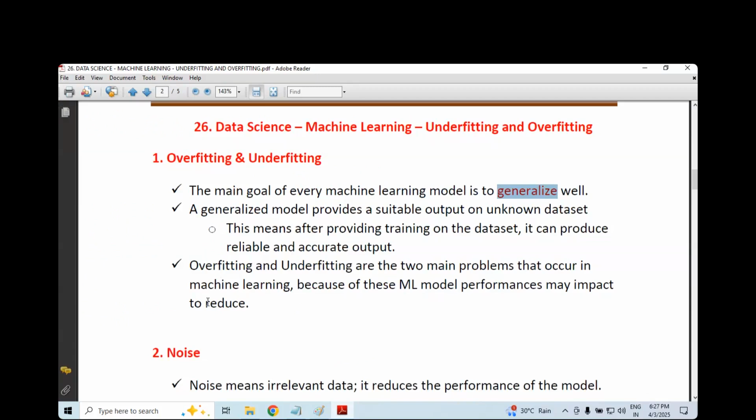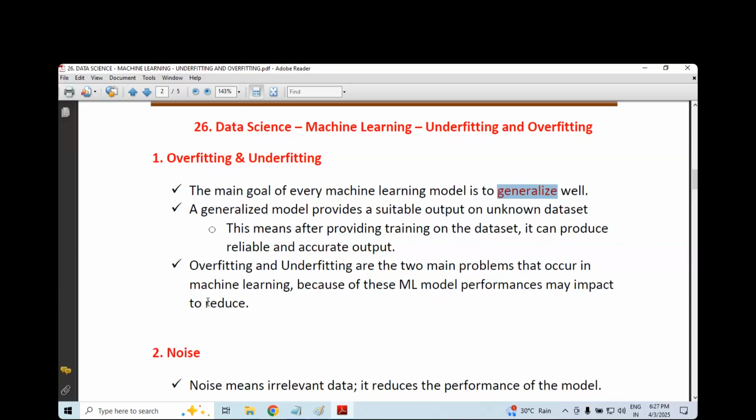Overfitting and underfitting are the two main problems that occur in machine learning. Because of these, the ML model's performance may be reduced. Conclusion of the story: we expect models to work very well, but during training there may be a chance we get two issues. What is issue number 1? Overfitting. Issue number 2? Underfitting.